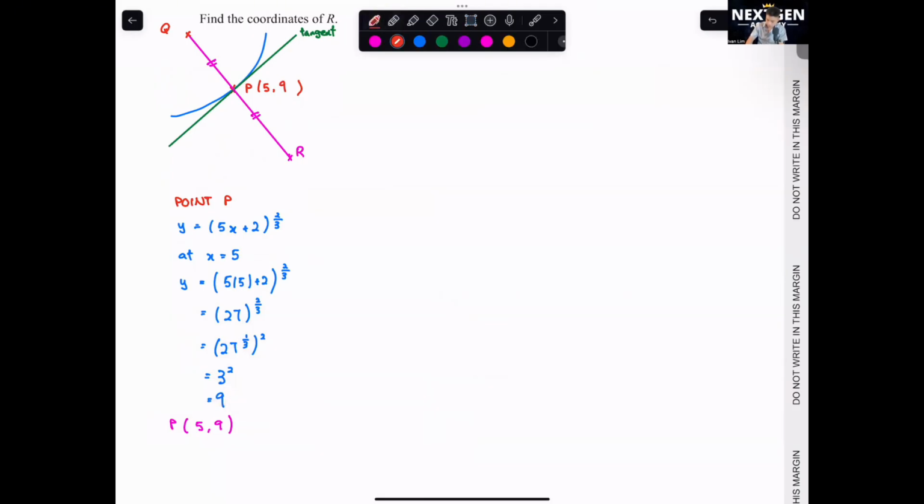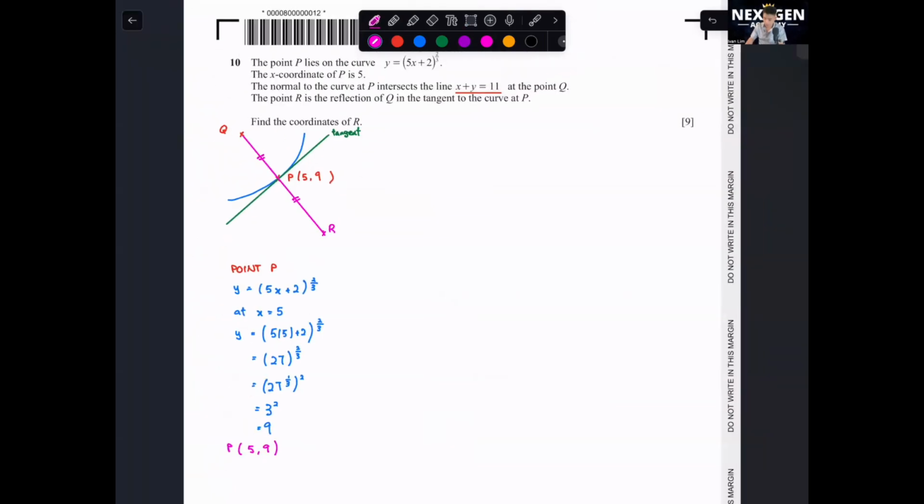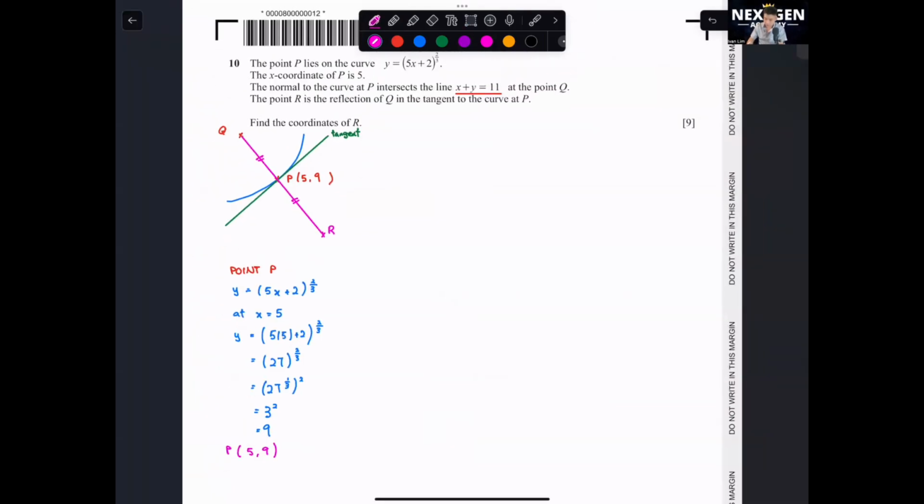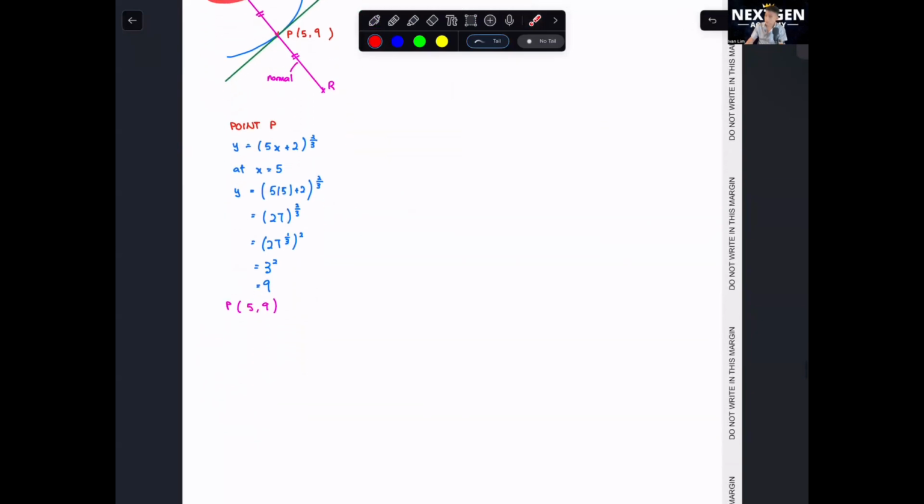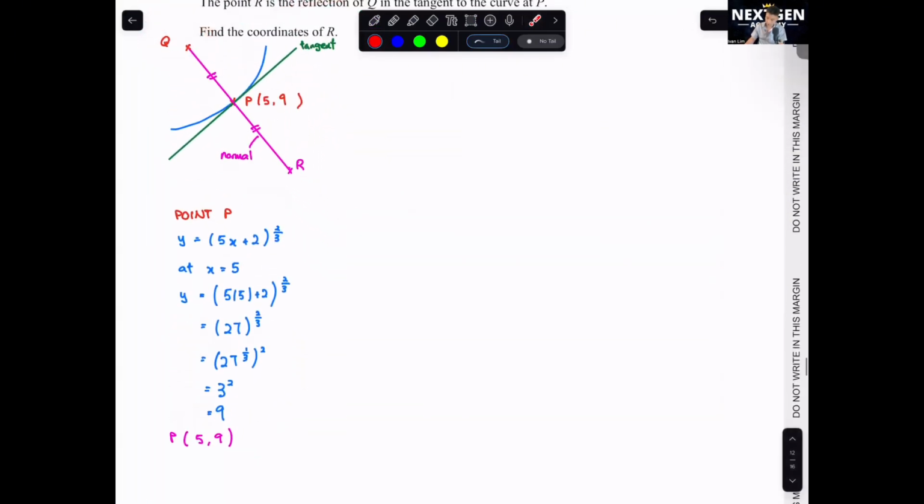Let's put into the graph here. Okay, the next thing, now we want to find, they say the point Q is on the equation of the normal and it intersects the line x plus y equals 11. So this one is the normal line. Equation of normal, and it intersects here at x plus y equals 11. So the next thing that we're going to find right now is our equation of normal.